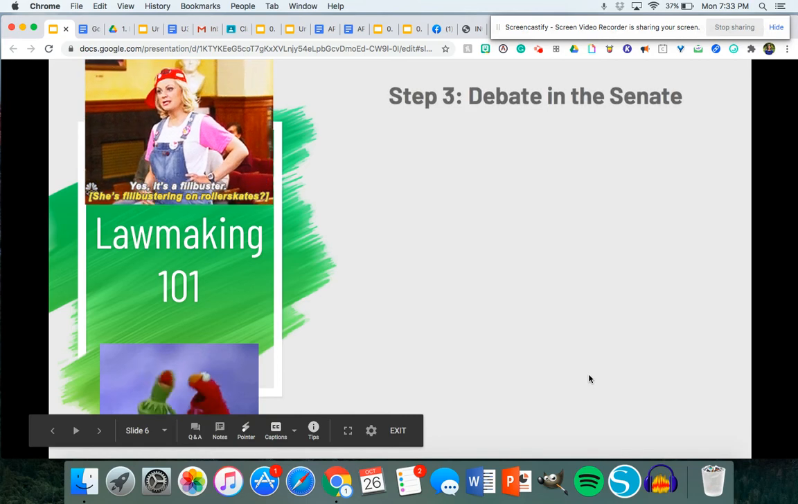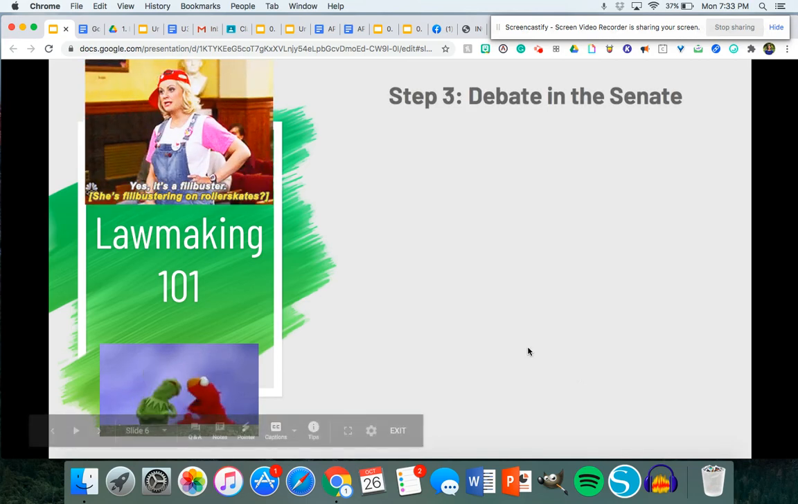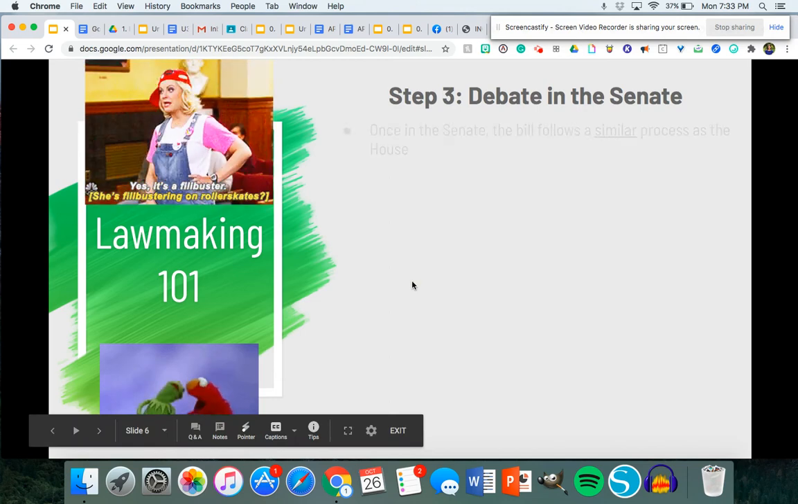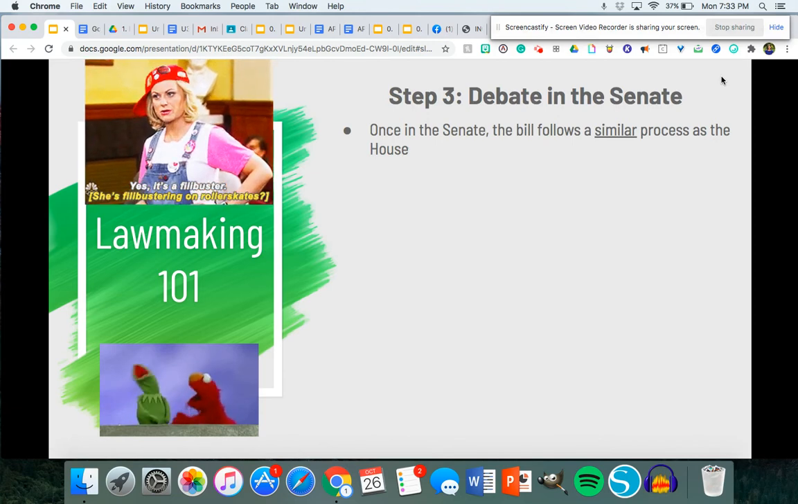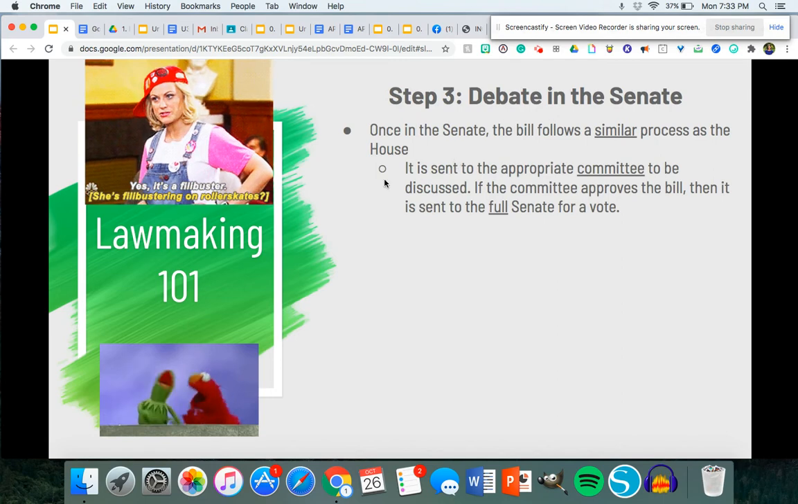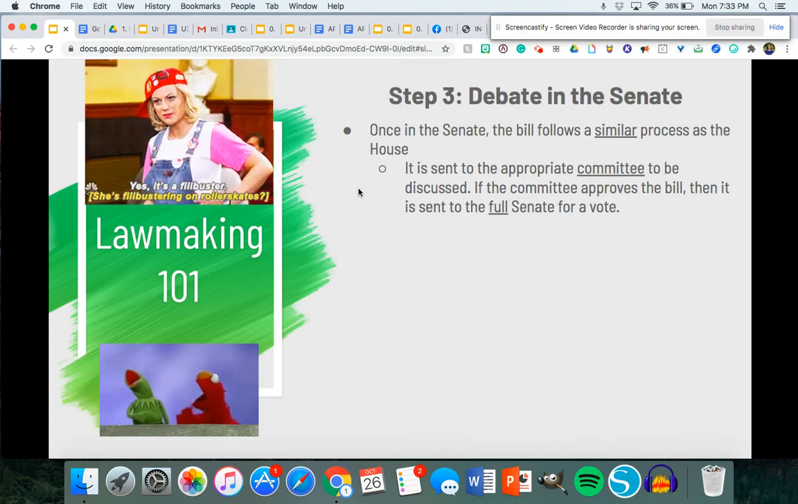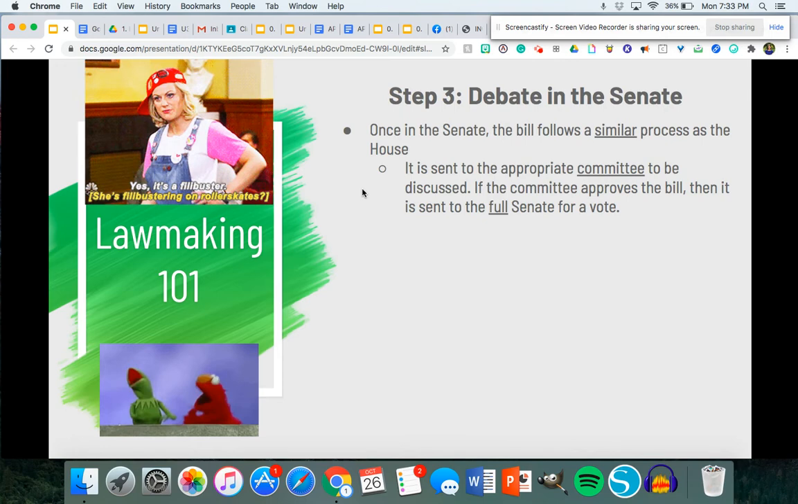Okay, so let's say that our bill makes it through the full debate in the House of Representatives and it is passed. So what that means is it then has to go through the Senate now. And once it's in the Senate, the bill follows a similar process. There are just a couple of differences. Very similar to the House, it is sent to that appropriate committee to be discussed. So whatever the topic of the bill, it would go to that committee. If the committee approves the bill, it would then be sent to the full Senate for a vote.